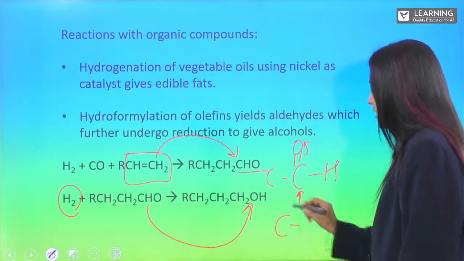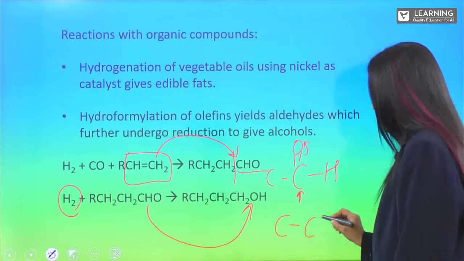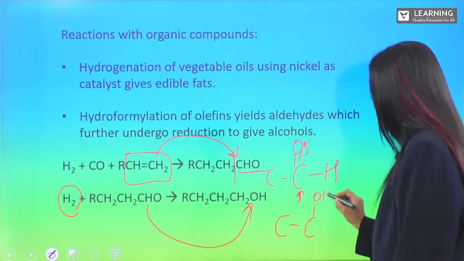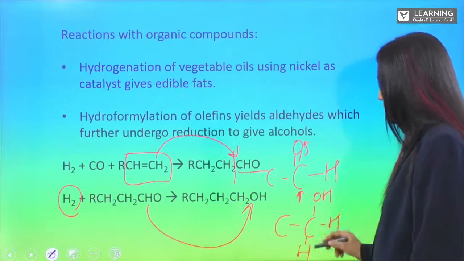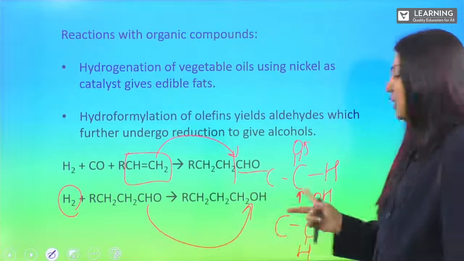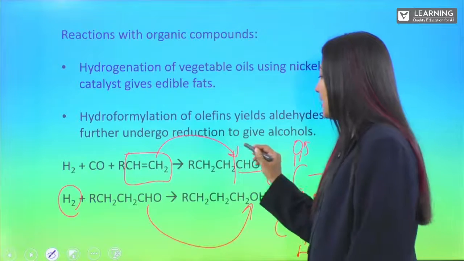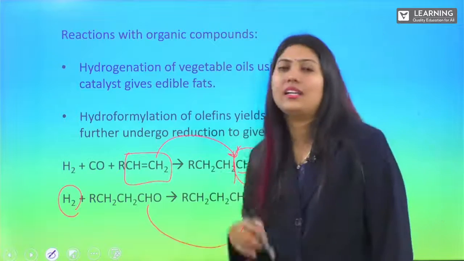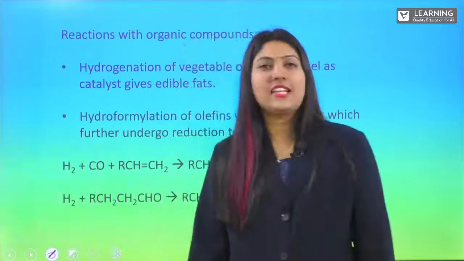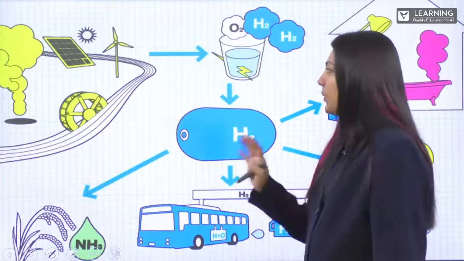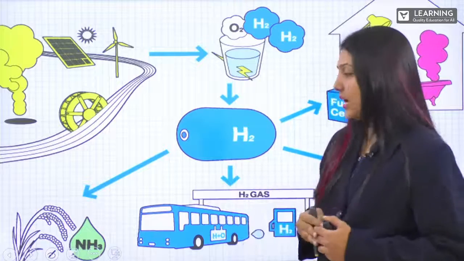We get one C as it is, this one, and this C. Here one H, here OH, here H, and here H. So from this to this, how many hydrogen have been added? 2 hydrogen have been added. So the hydrogenation can be used for conversion of aldehyde to alcohol. Hope you are understanding this. Good. So here we have the hydrogen, where and all you are utilizing it.